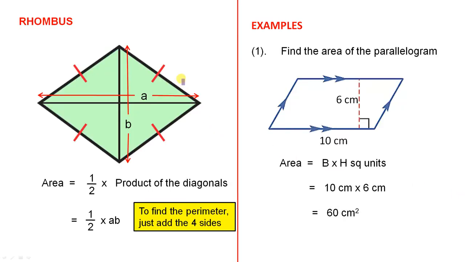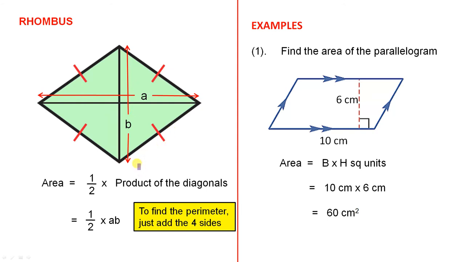A rhombus is similar to a square, but it's pushed out of shape. It's similar to a square in that the four sides are equal, and it's also similar to a parallelogram because it's pushed out of shape. But the important thing is the four sides are equal, and also the opposite sides are parallel.